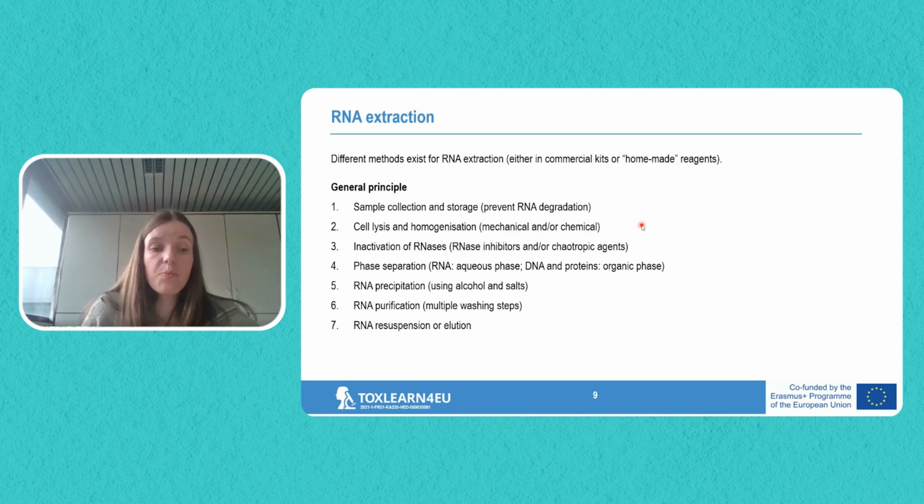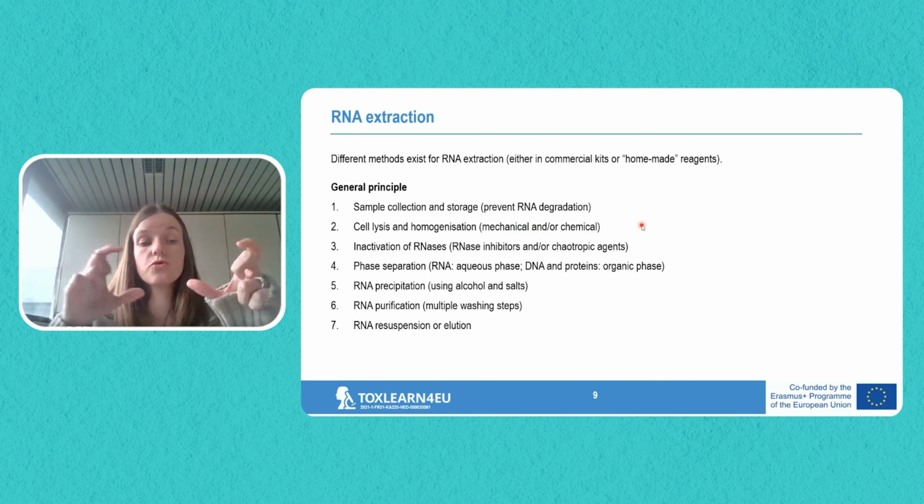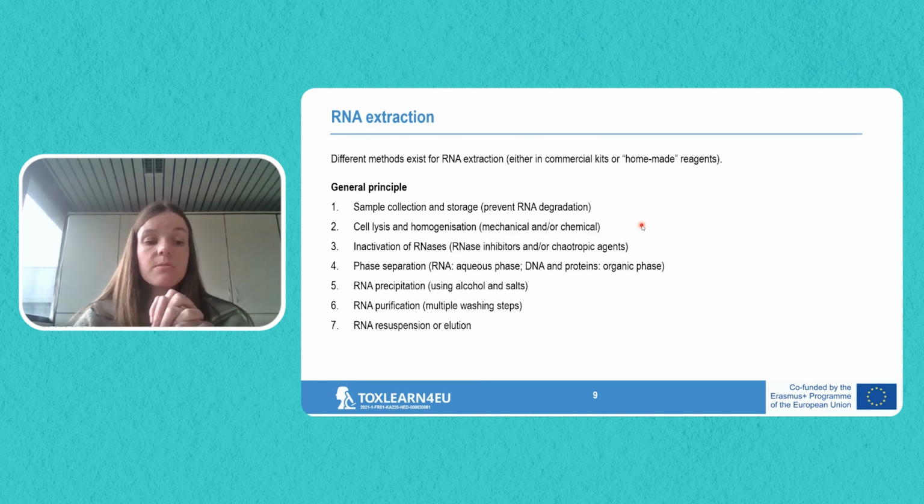Then in the next step, generally a phase separation is performed, where the solution will be divided into two phases, and RNA will be found in the aqueous phase, whereas DNA and proteins will be present in the organic phase. You can then continue to work with the aqueous phase, which contains the RNA. Then the RNA will be precipitated. Usually this is done by using a combination of alcohol and salts. Then there will be washing steps to purify the RNA, and in the end, the RNA will be resuspended.